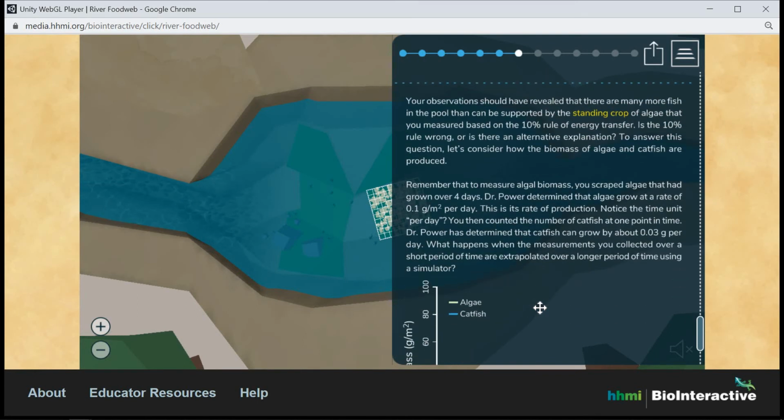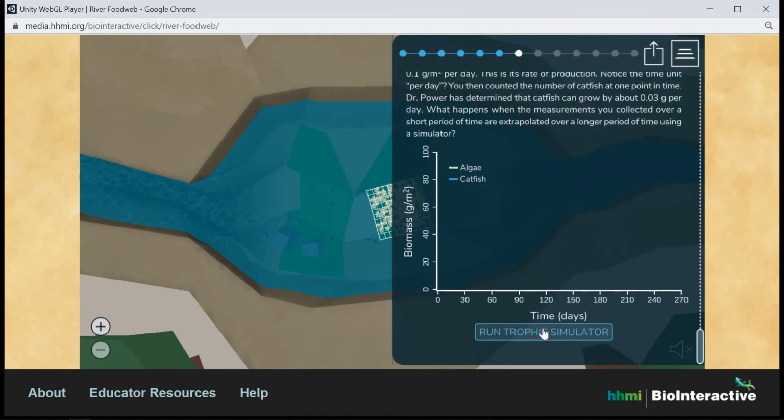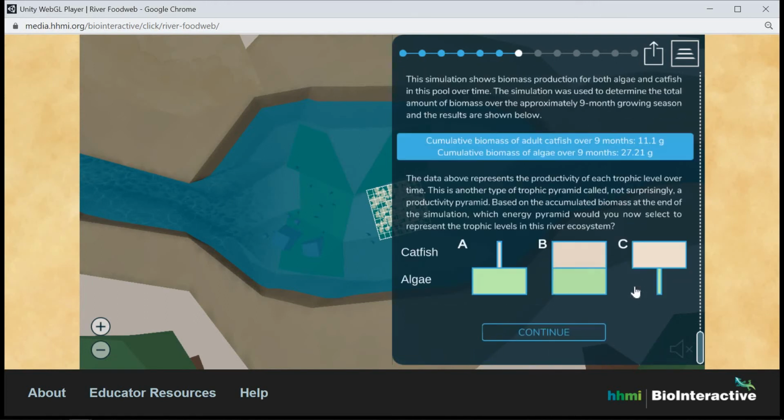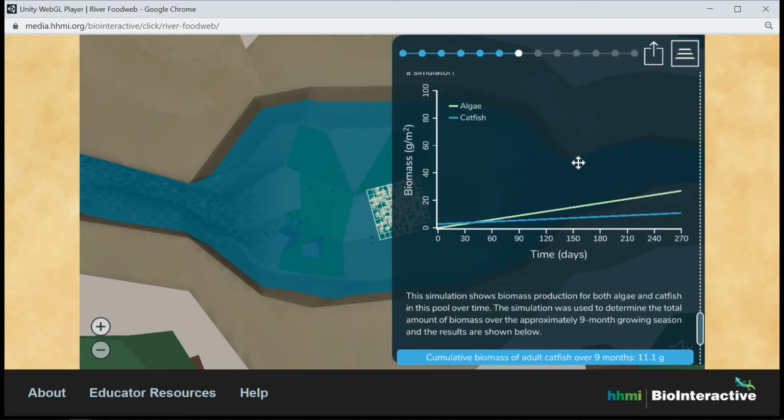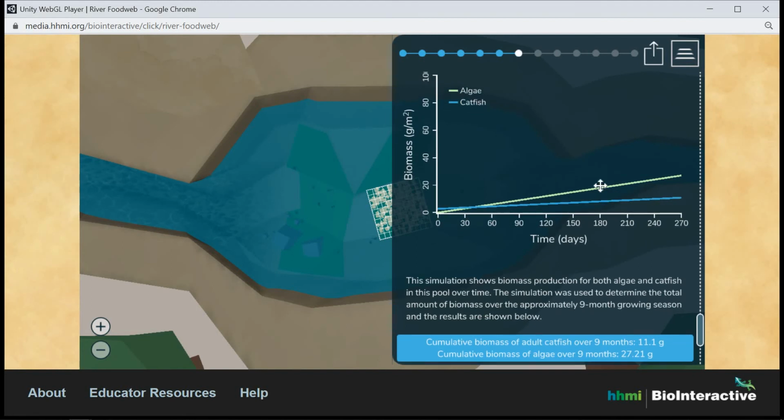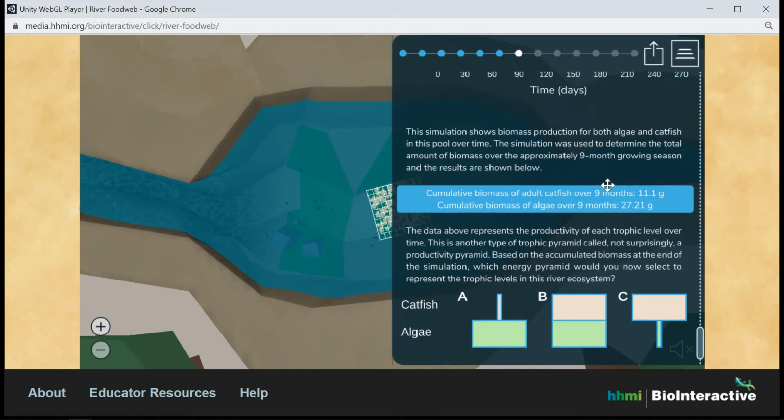Okay, here you're going to read this. You're going to look at the simulator, which is going to show a graph of how the mass of catfish changes over time, really slowly, and how the mass of algae changes over time. This is the idea that the algae keeps growing. It's almost like grass. It keeps coming back. The catfish mass changes a lot less.